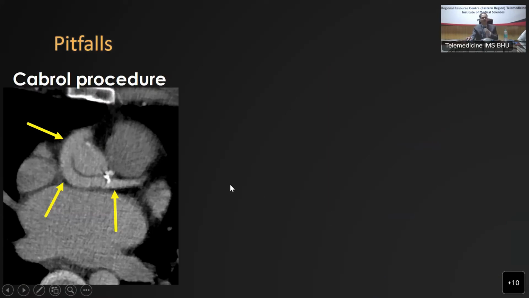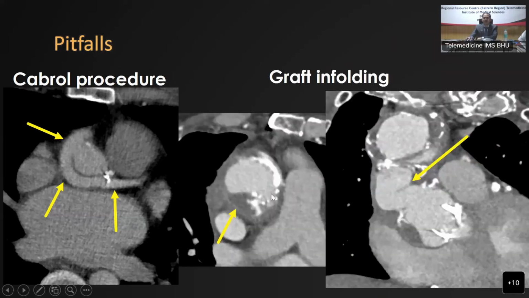Here's an important pitfall for dissection. So this patient had a Cabrol procedure where there is an end to side anastomosis. So this is not a dissection flap. This is actually the wall of the aorta, but this is actually the left coronary artery, which goes behind and has been anastomosed here with the aorta. So this should not be called dissection, but this is a case of Cabrol.